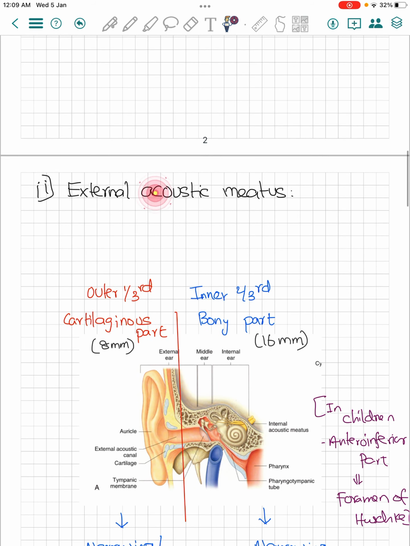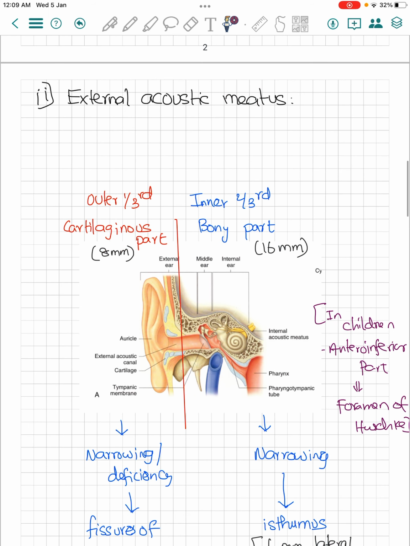Then the second part is the external acoustic meatus. Its outer one-third is a cartilaginous part, and the inner two-thirds is the bony part. The outer part is 8 millimeter, the inner part is 16 millimeter. There are deficiencies or narrowings in both the cartilaginous part and the bony part.